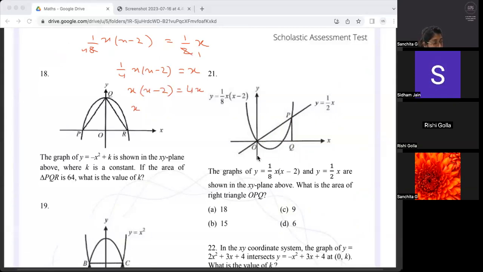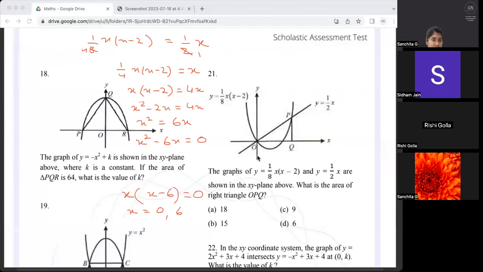I can just distribute it. x square minus 2x is equal to 4x. So I get x square is equal to 4x plus 2x, which is 6x. Now I can take it on one side: x square minus 6x is equal to 0. I can take x common again, so I'll have x times (x minus 6) is equal to 0, right? So with this, what do I have? My factors are x is equal to 0 and x is equal to 6.